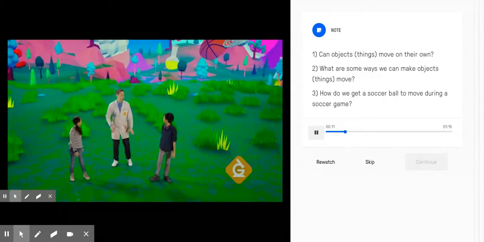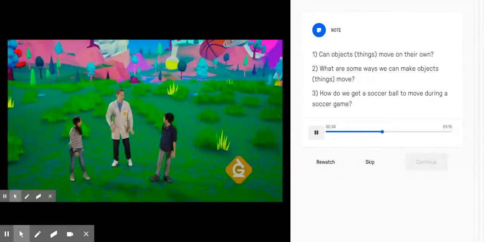So the first question I want you to think about is, can objects or things move on their own? Look around in the room you're in at some different objects and think about, do they move on their own? Or does something else make them move?